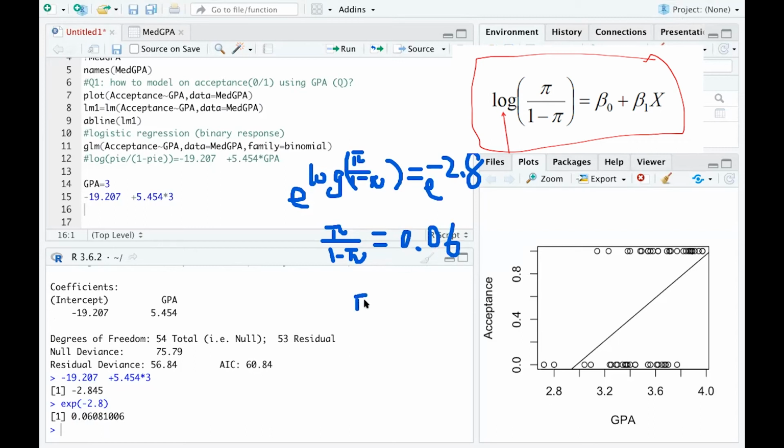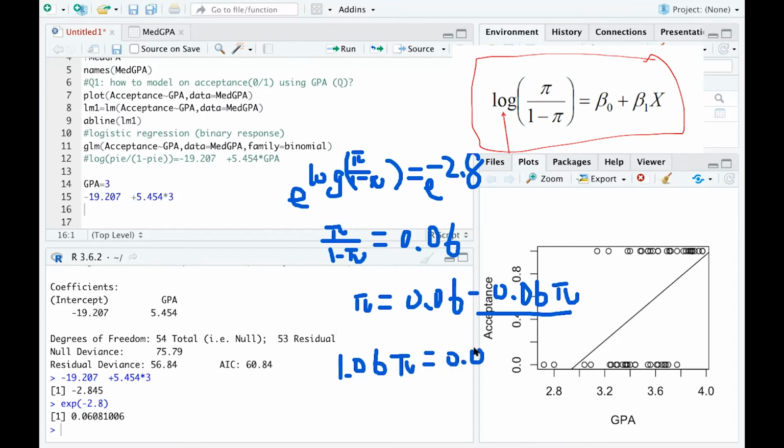then you can get the value pi by multiplying 1 minus pi to the right side. You are getting 0.06 minus 0.06 times pi. And then move this to the left. You are getting 1.06 pi equals 0.06. And then you can derive your pi, which is 0.06 over 1.06. So let's calculate this value here.